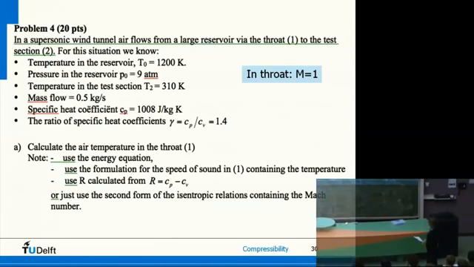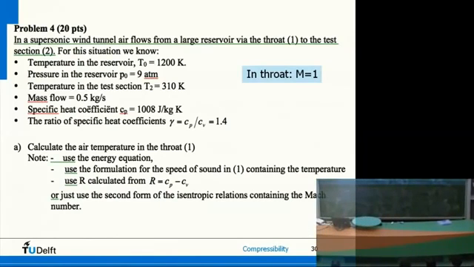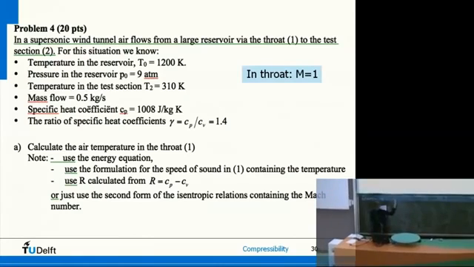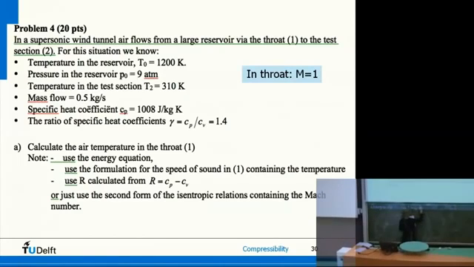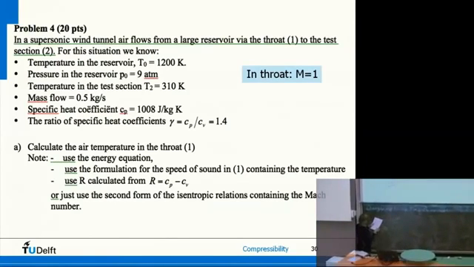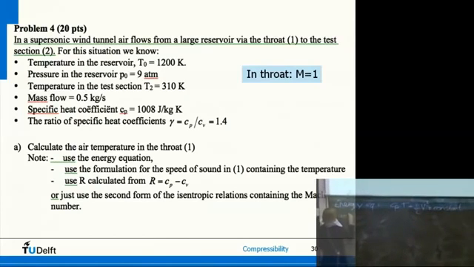Now we need the air temperature in the throat, using the energy equation, speed of sound, and R. So let's first start writing down the equations, right? So the energy equation. Speed of sound with temperature. And then we have R given as Cp minus Cv. Next lecture I think I will derive this, but now it's given.